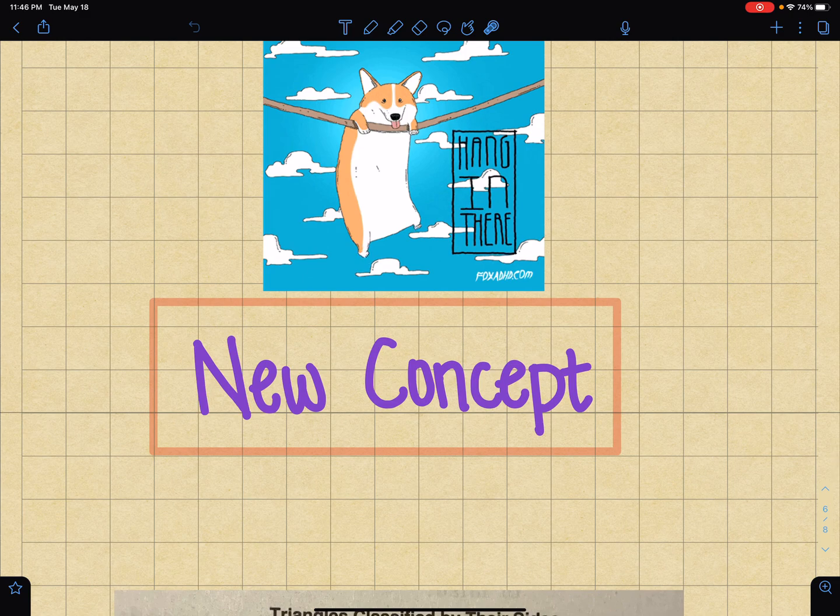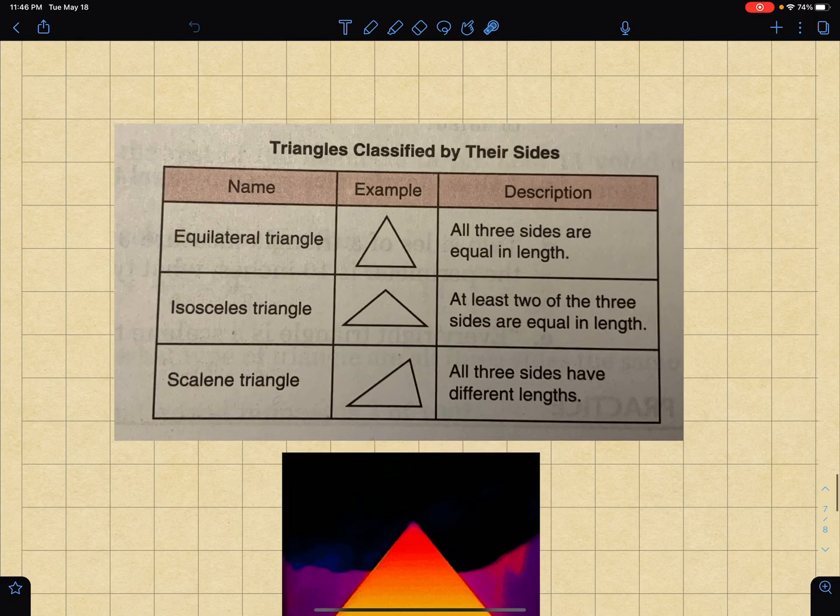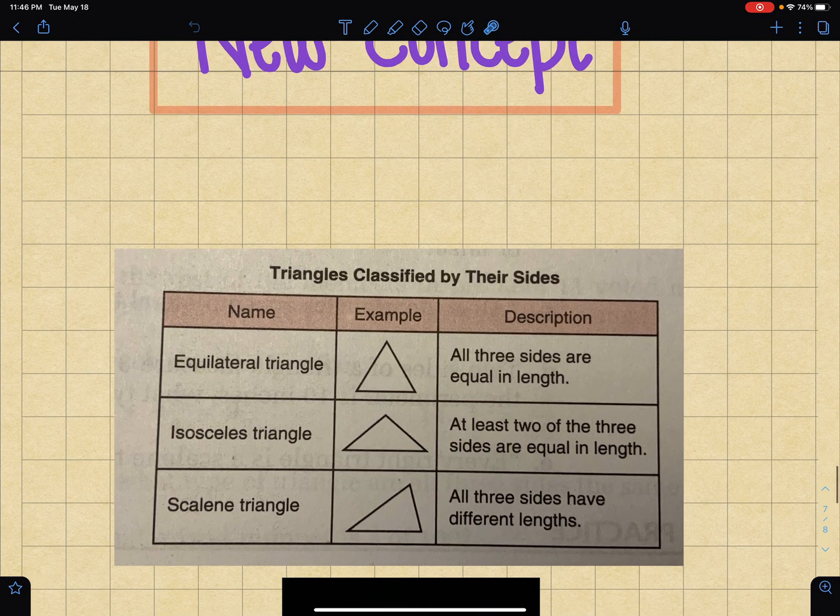Hang in there. I know it feels like we're just getting started, but this is not a long lesson, so we're actually almost there. We're going to talk about triangles. Now, every 3-sided polygon is a triangle.